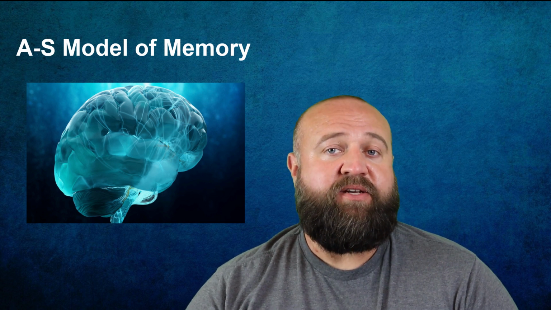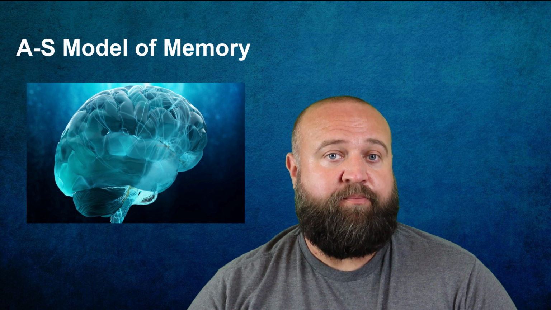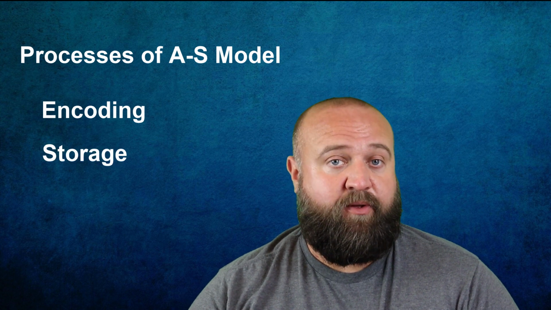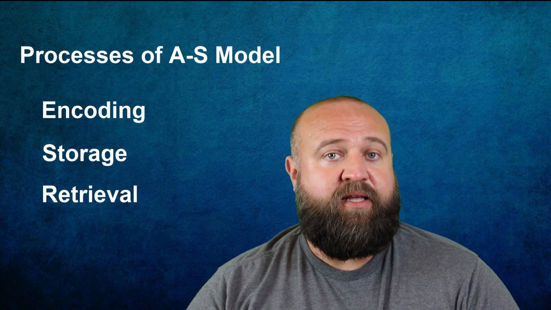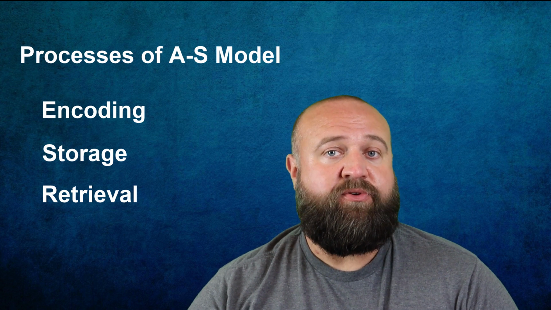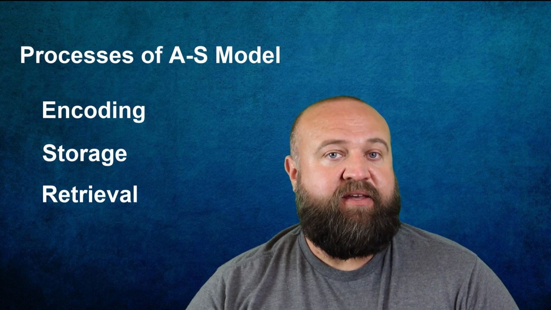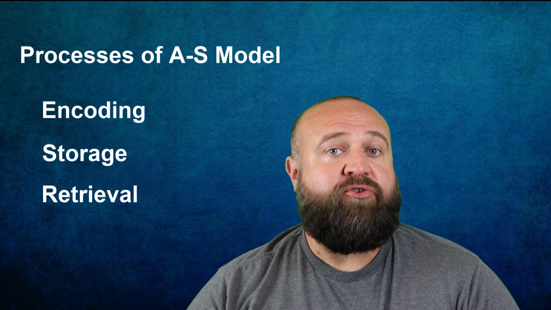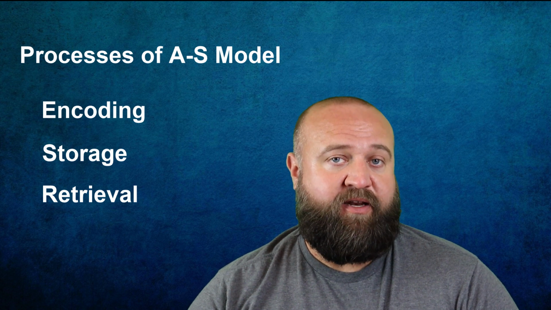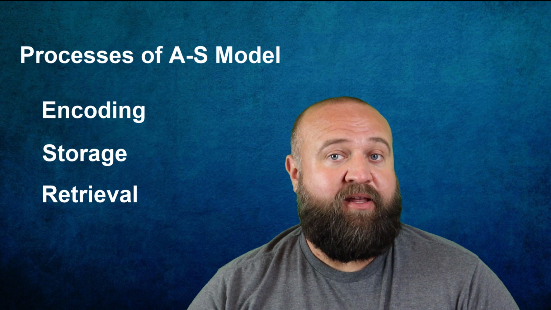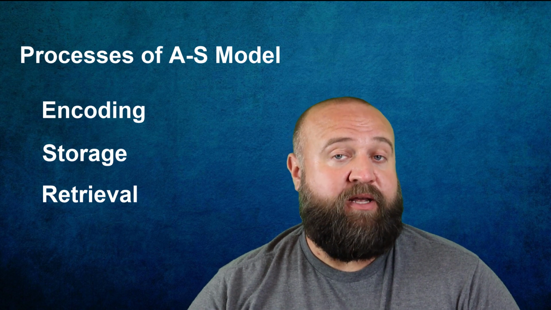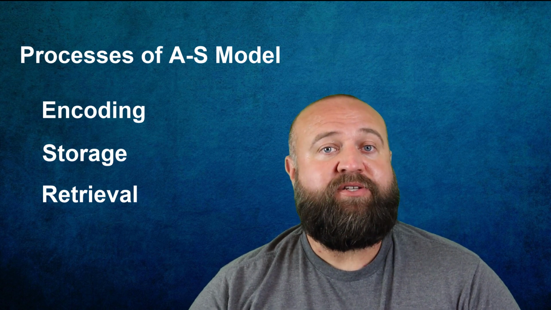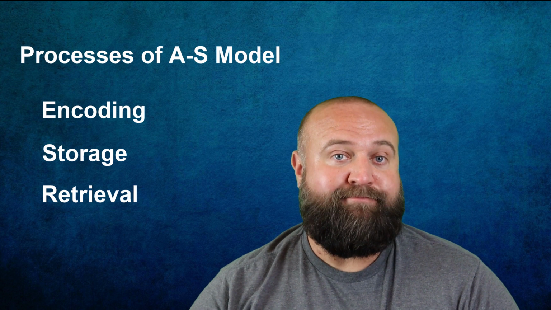Let's start by talking about the different processes that go into the AS model. Those processes are encoding, storage, and retrieval. Encoding is the input of information into the memory system. I like to think of it as paying attention or noticing something. Storage is the creation of a permanent record of that information. Another way of thinking about it is that storage is the actual forming of a new memory. Retrieval is getting that information from our memory so that we're consciously aware of it and able to use it.